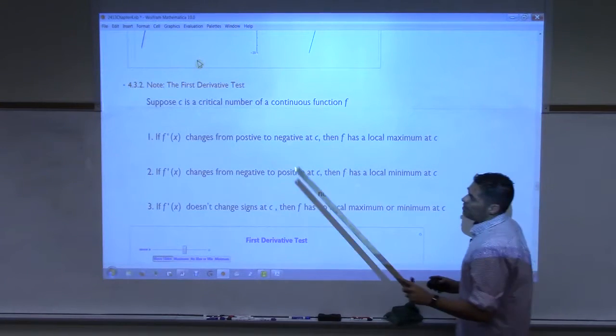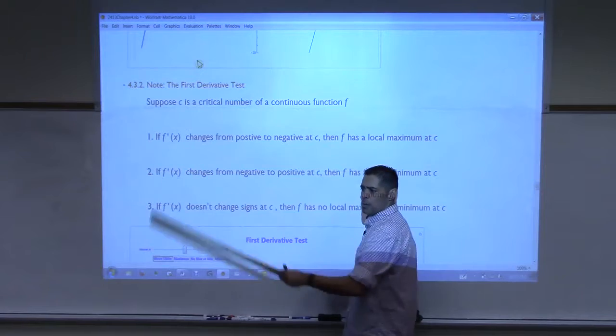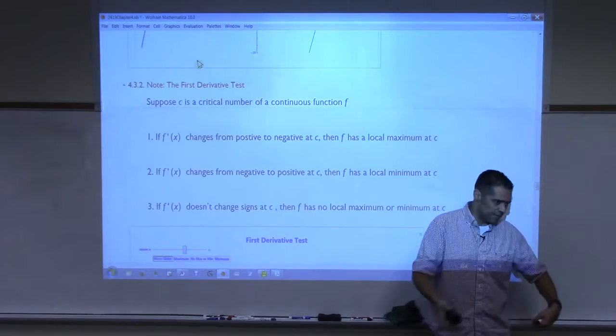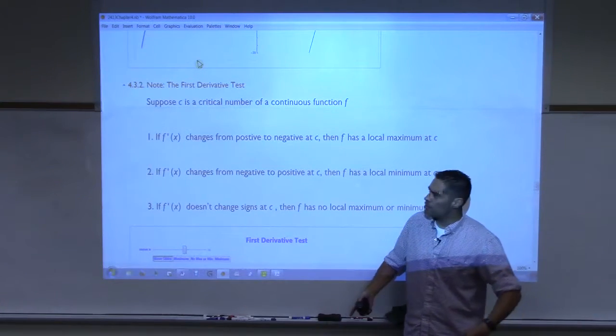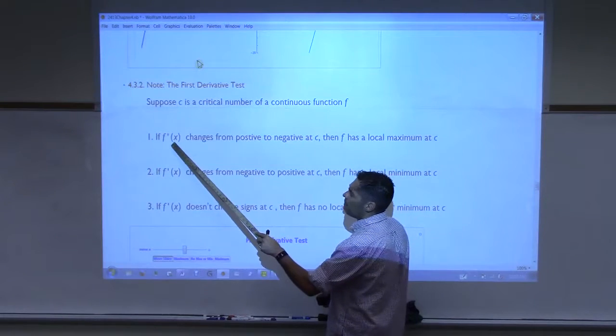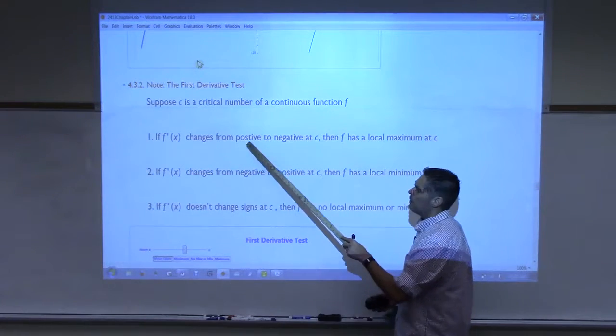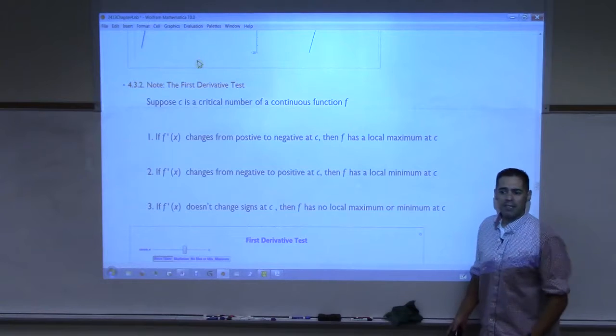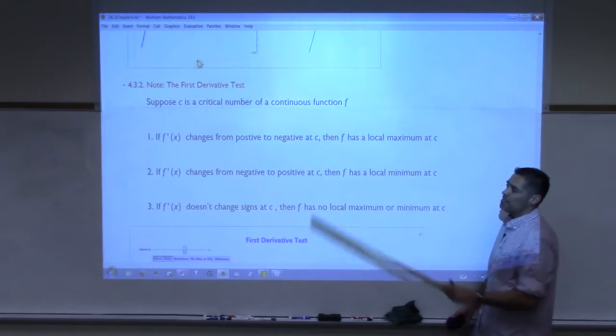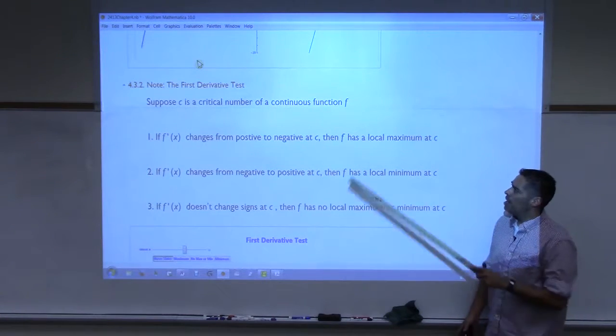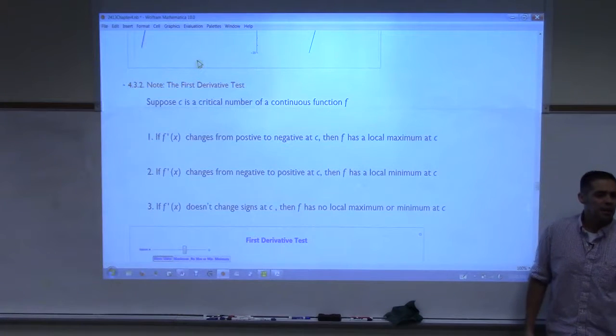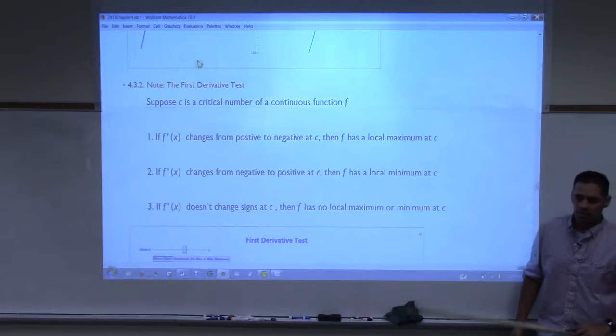So let's say we take a look at the derivative of a function, which we all know, if I give you a function, we can take its derivative. Let's say we figure out that the derivative changes signs from positive to negative at some point c, and that c is a critical number. Then we're going to have a local maximum there. That's the first part of this test.